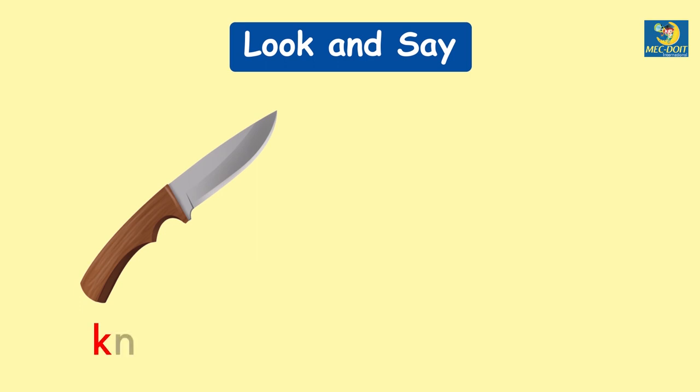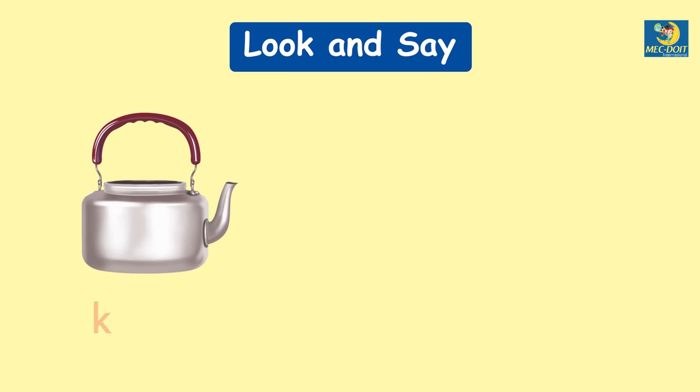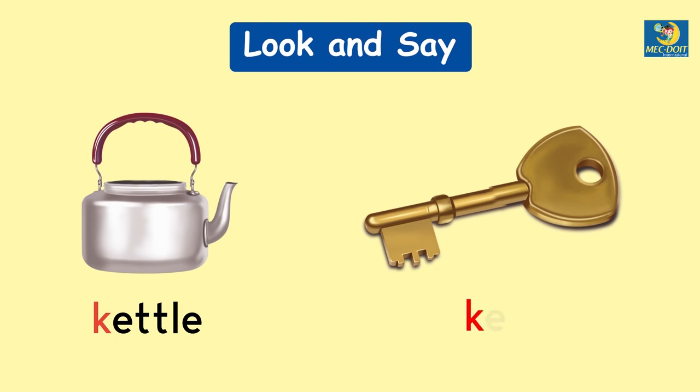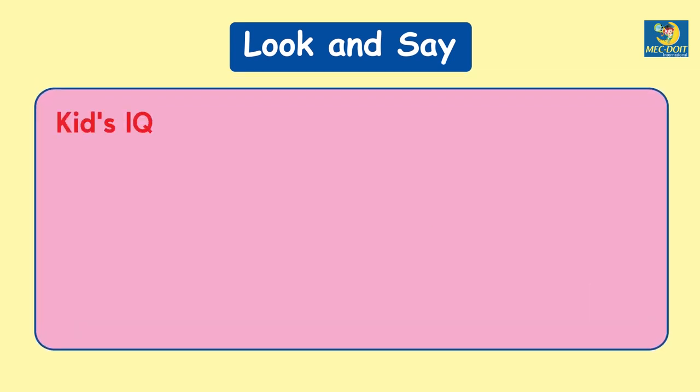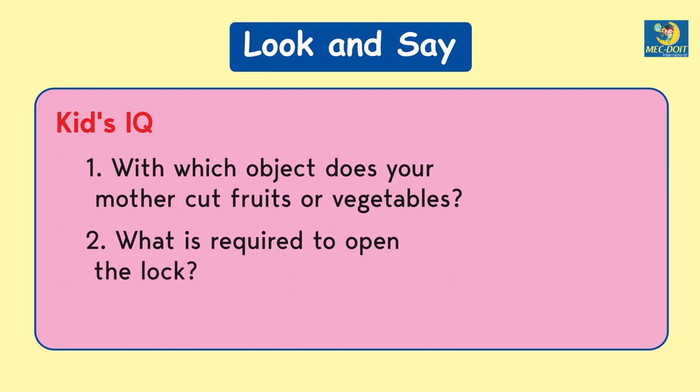Look and say. Knife. K N I F E. Knife. Kite. K I T E. Kite. Kettle. K E T T L E. Kettle. Key. K E Y. Key. Kids IQ. Question 1. With which object does your mother cut fruits or vegetables? Question 2. What is required to open the lock?